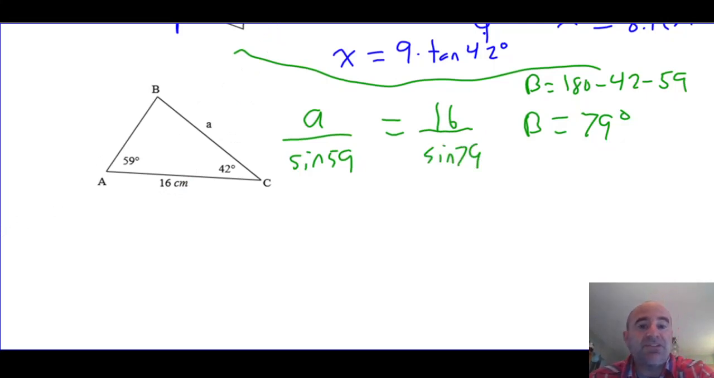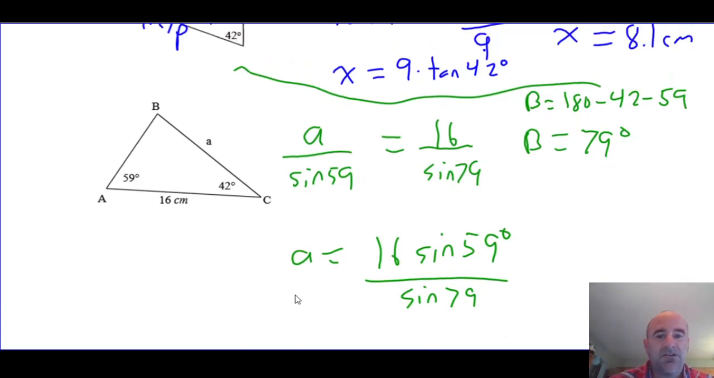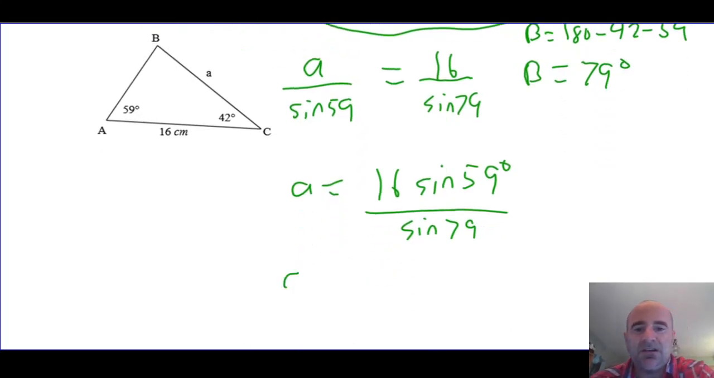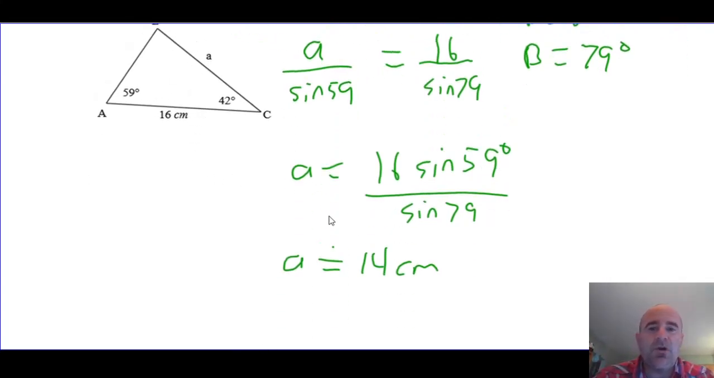Okay, multiply both sides by sine 59. Kind of the same thing as cross multiplying. 16 times sine 59 degrees divided by sine 79 is going to give you your answer. Use your calculator for that again, and you should get very close to 14 centimeters. Okay, and from there you can go ahead and solve the rest of the triangle if you wanted to.